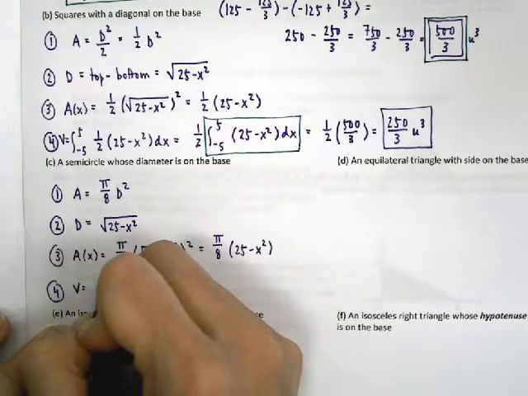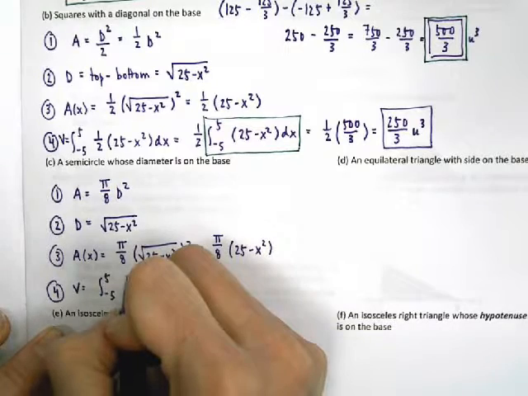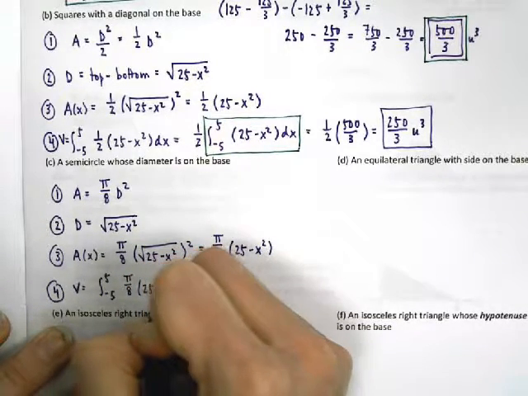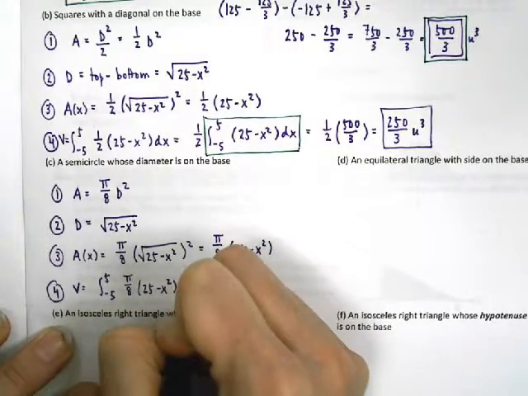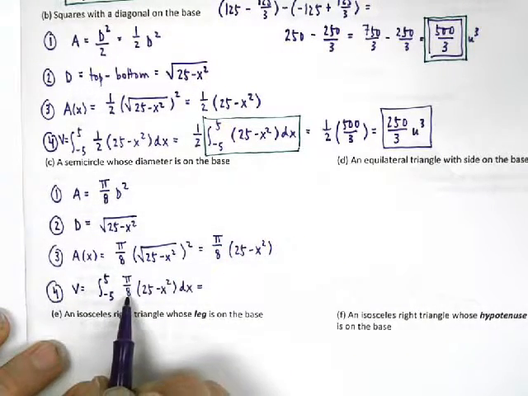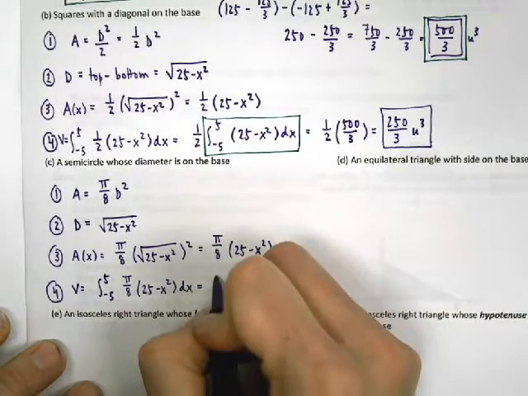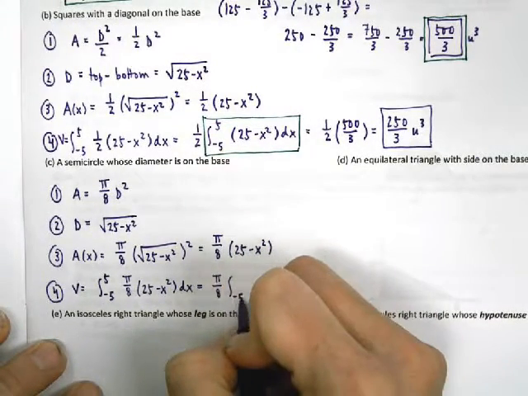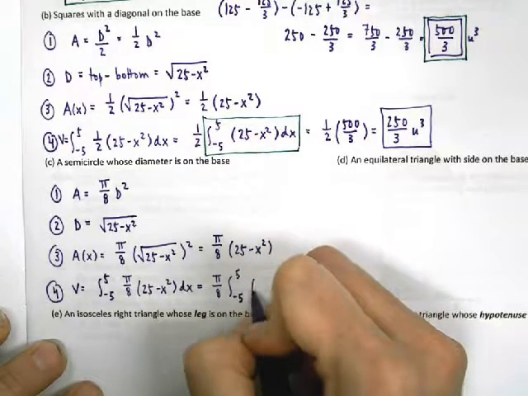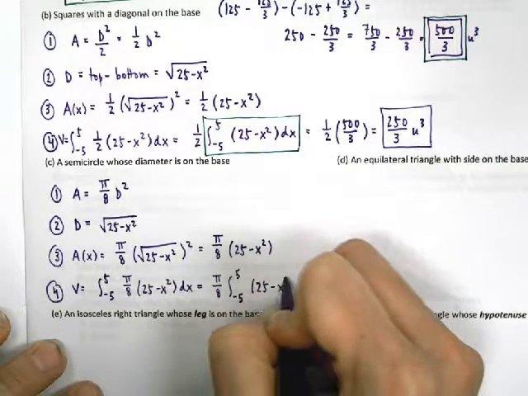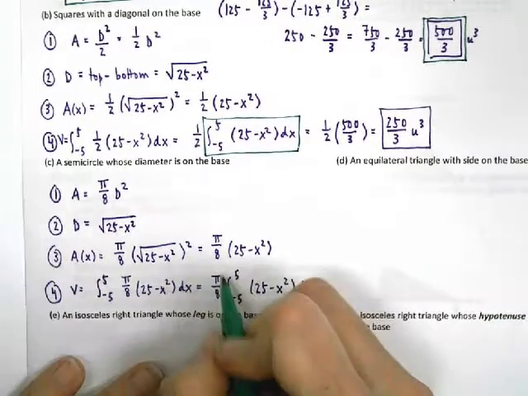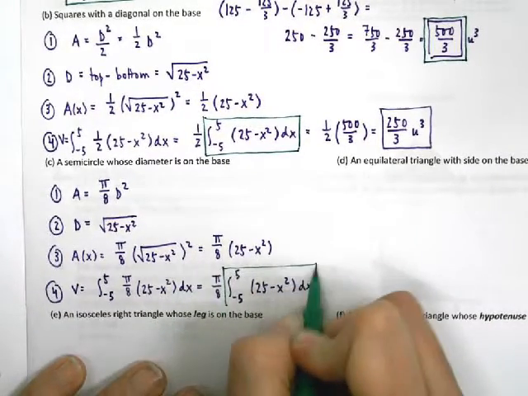So the volume is going to be the integral from negative 5 to 5 of our area formula, pi over 8 times 25 minus x squared dx. Again, we can move a constant through that integral. So what I have is pi over 8 times the integral from negative 5 to 5 of 25 minus x squared dx. And again, there's that familiar integral.